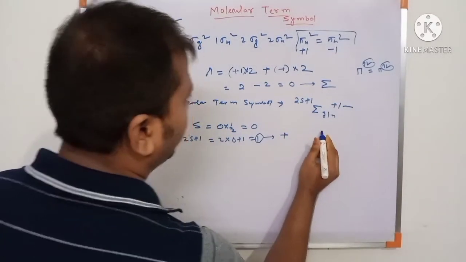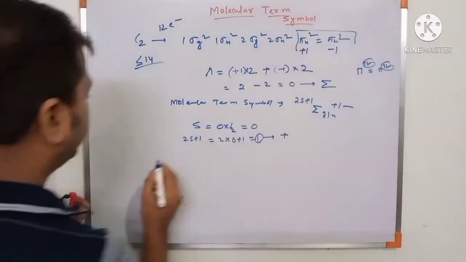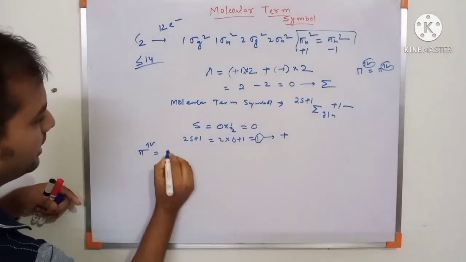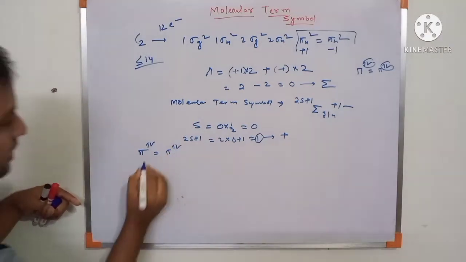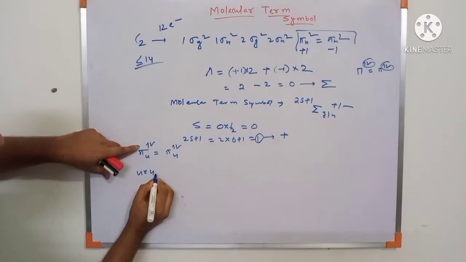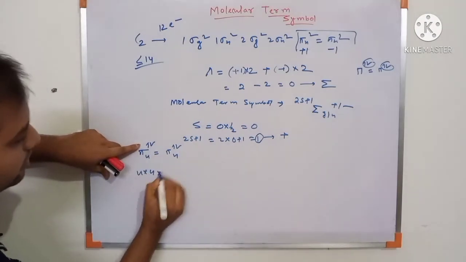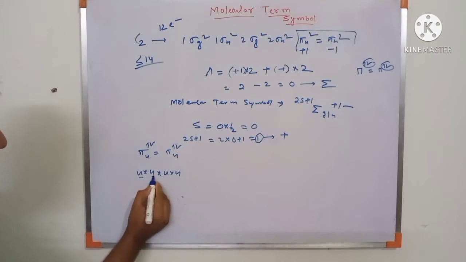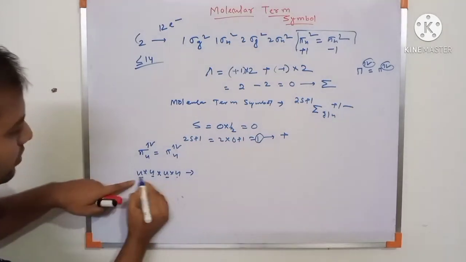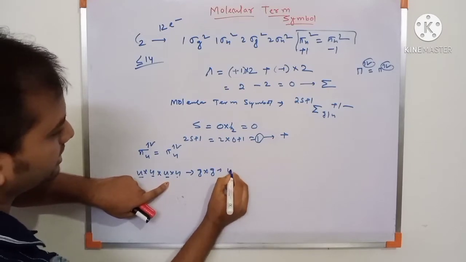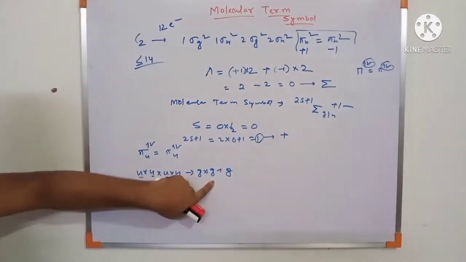So another is g or u. This is pi 2 electron and pi 2 electron, and u and u. So u into u, this 2 electron, u into u, then u into u. 2 electron, 1 u and 1 u. We know 2 u multiplied by g and 2 u multiplied by g. So this is all over g into g, all over g.